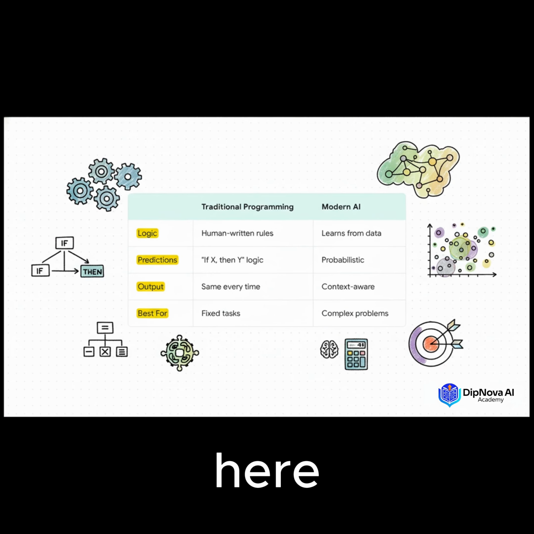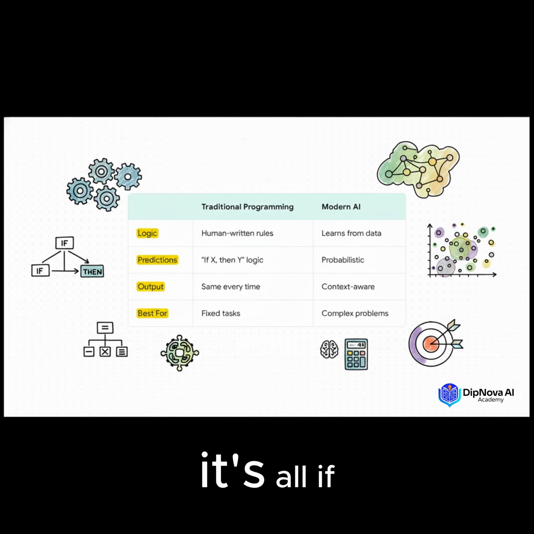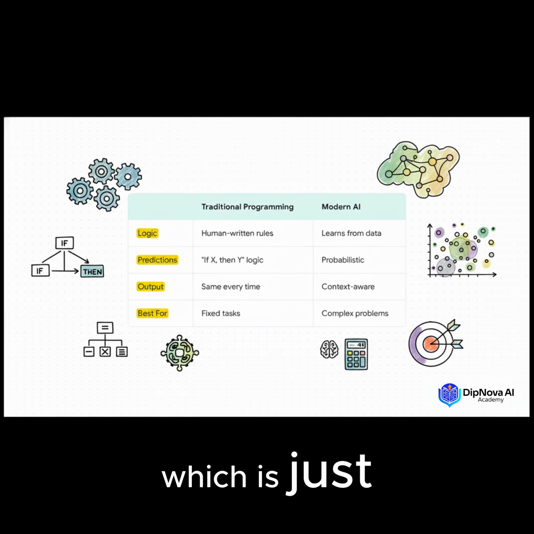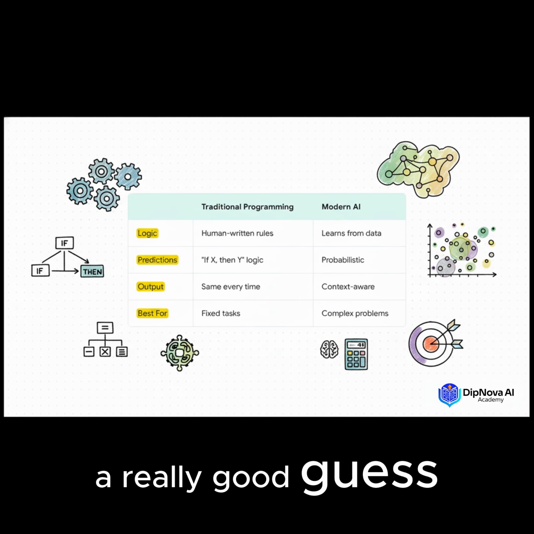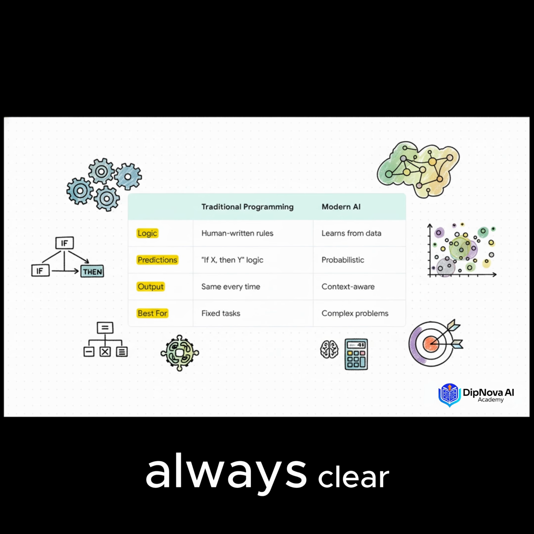And this table right here, it really nails the difference. Traditional programming is rigid. It's all, if X happens, you must do Y. But modern AI, it learns from data to make what are called probabilistic predictions, which is just a fancy way of saying it makes a really good guess. That's why it's so good at messy, complex problems where the rules aren't always clear.